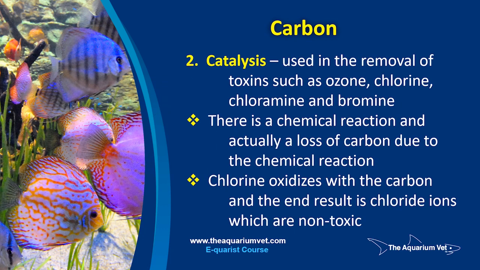The second is some catalysis. This is what happens when you've got ozone, chlorine, chloramine, bromine. There's actually a chemical reaction that happens at the surface of the carbon, and so you gradually get a breakdown of the carbon due to this chemical reaction. What happens is that the chlorine or the chloramine oxidizes with the carbon, and you end up with chloride ions being released, which are non-toxic.